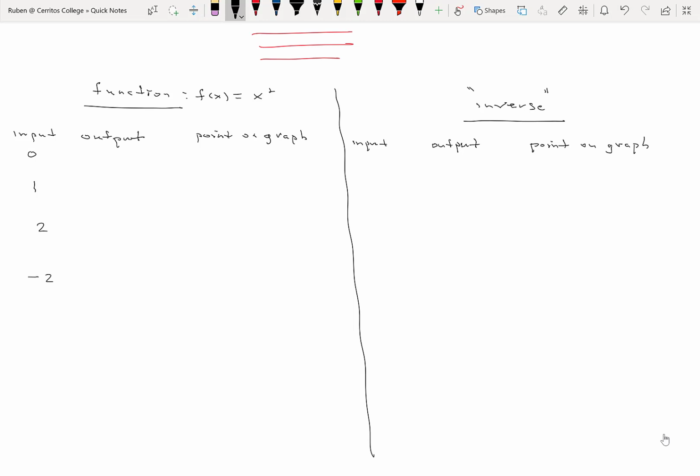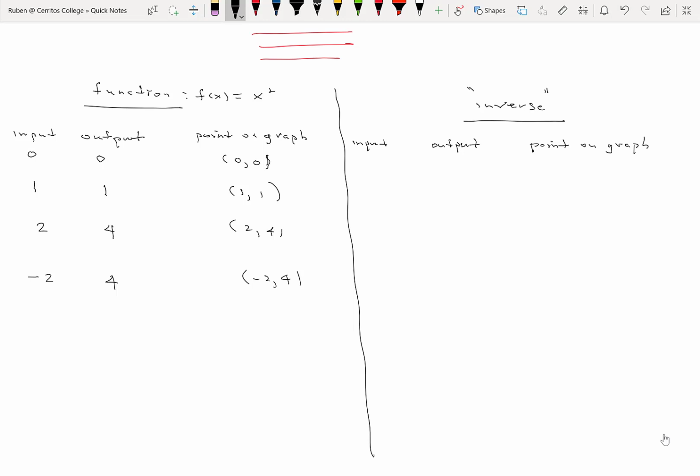Okay, so if I input 0 for x, f of 0 is 0 squared, which is 0. The point on the graph would be (0, 0). No big surprise. Let's move this along. If I input x equals 1, 1 squared is the output, which is 1. (1, 1) is the point on the graph. If I input 2 and square 2, I get 4. f of 2 is 2 squared, which is 4, so the point on the graph would be (2, 4). If I input -2, -2 quantity squared is 4, so (-2, 4) is a point on the graph.